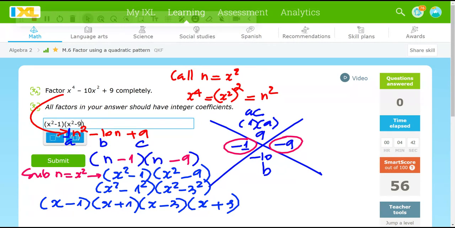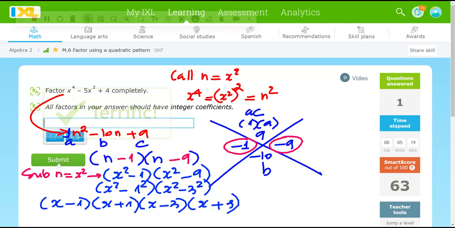So you have to break it down: x squared subtract 1 squared becomes x subtract 1, x plus 1. And then x squared subtract 9, which is 3 squared, becomes x subtract 3, x plus 3. So you can see here x plus 3. Otherwise it will say it's wrong. Okay, submit. Voila. You see here?